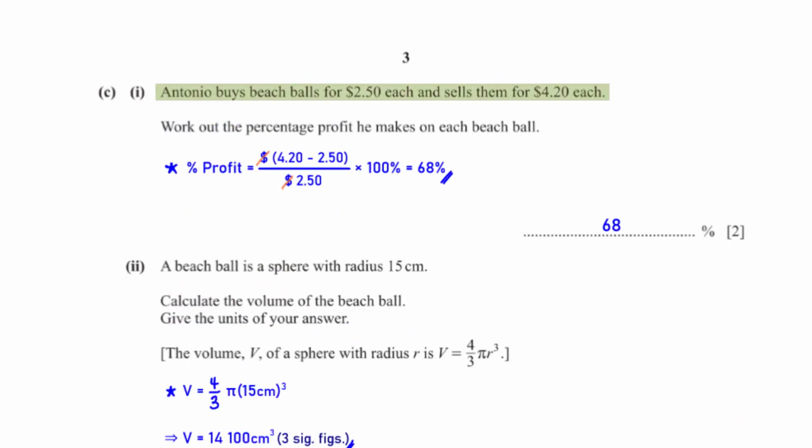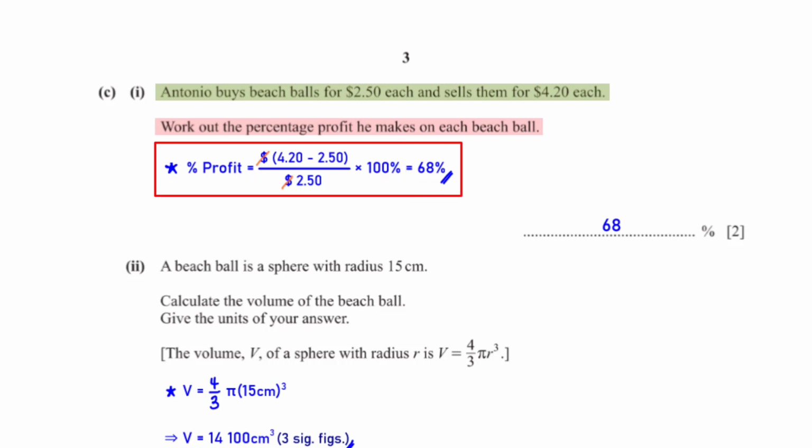Antonio buys beach balls for $2.5 each and sells them for $4.2 each. Work out the percentage profit he makes on each beach ball. His percentage profit on each ball is equal to the profit he makes on each ball, which is 4.2 minus 2.5, divided by the cost of a ball, which is $2.5, times 100%. This gives us 68%.